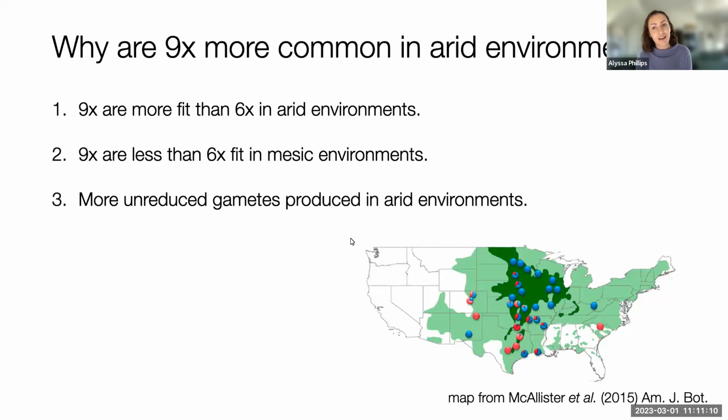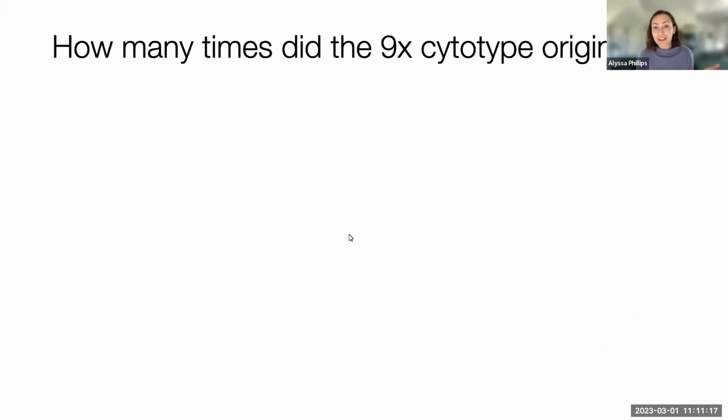And so the question that the first chapter of my dissertation is focused on, and what I'll be talking about today, is how many times did the 9X cytotype originate? Where did it come from? This is to try and get at the question of why it is so common. I'm going to be answering this question using some pretty common population genetic metrics, and also a little bit of quantitative genetics.